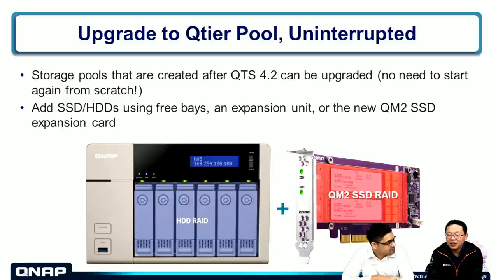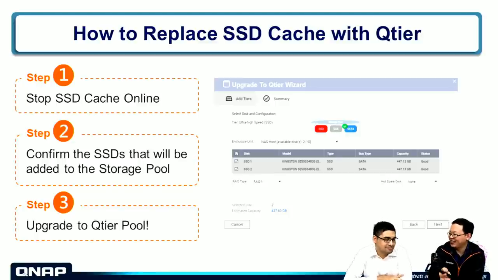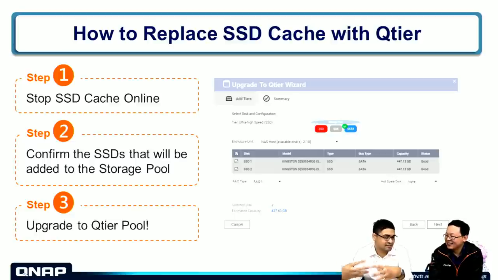Some users say, we don't have any space to install more SSDs, but we have an SSD cache. So can we convert the SSD cache to QTier? Our answer is yes, but you have to disable your SSD cache first. You don't have to buy another drive. Just temporarily disable it and do the conversion, and it will be done.